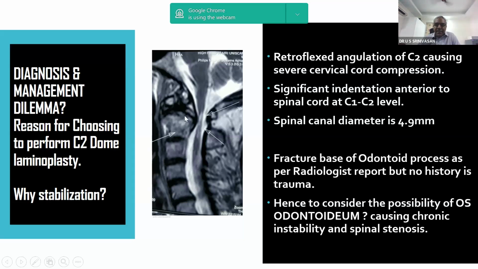I thought it will not work because multiple loose bodies are there and we will not be able to bring it into normal alignment. So I decided to go posteriorly. This is the surgical management dilemma I had.